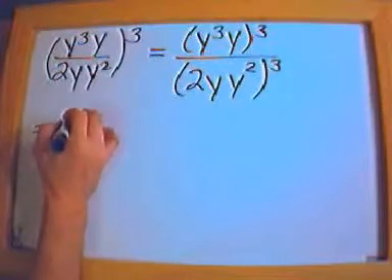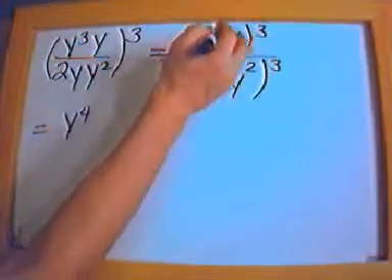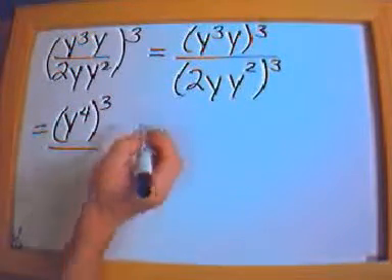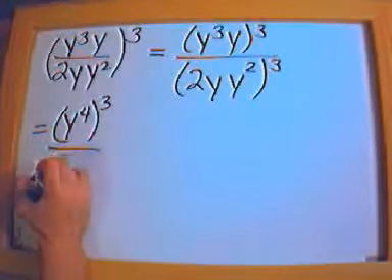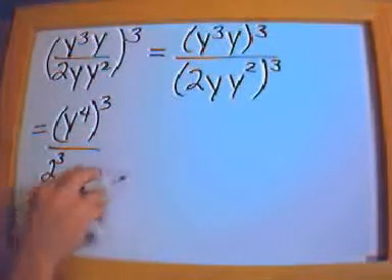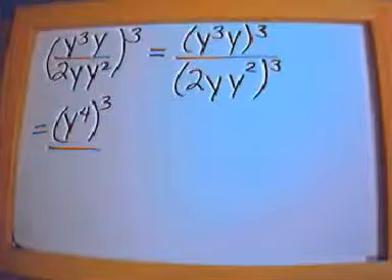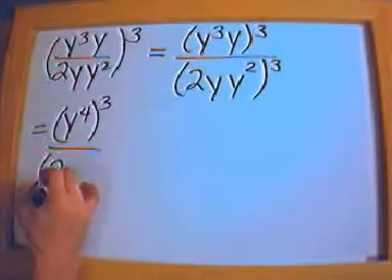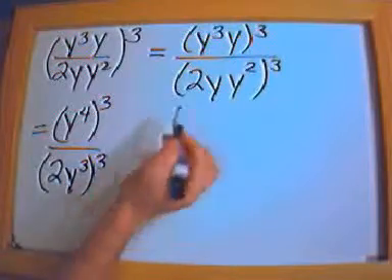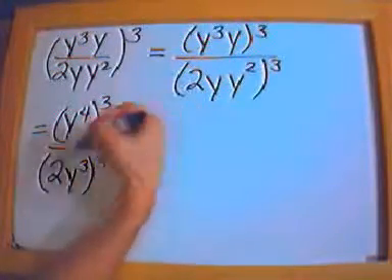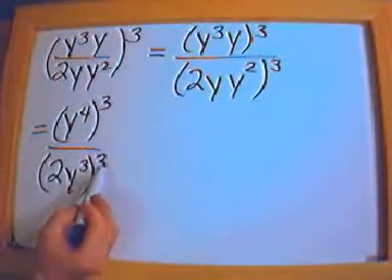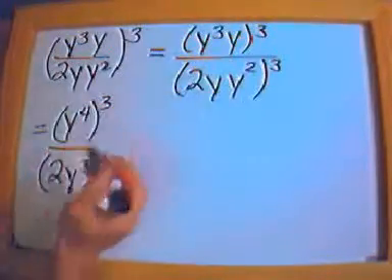So on the top, I'm going to have y to the fourth, because 3 plus 1 is 4, and again, that's going to be raised to the third power. On the bottom, I'm going to have 2 raised to the third power. Actually, I'm getting ahead of myself. Just scratch that. On the bottom, I'm going to have 2y to the third raised to the third, for the same reason. All I did on the bottom was I carried the 2 and then I simplified these y's. 2 plus 1 is 3. And I raised it to the third power because you got to keep that.